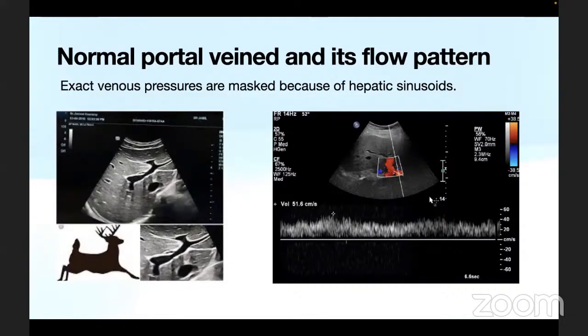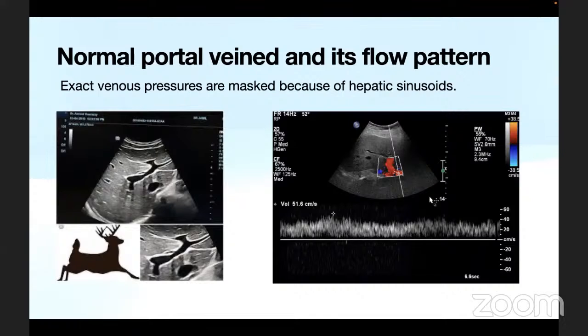In portal vein, as you can see the waveform here, as I've already said, all the flows above the baseline are towards the organ, and below the baseline are away from the organ. Since the blood is coming towards the liver and towards the probe, you can see flow above the baseline.